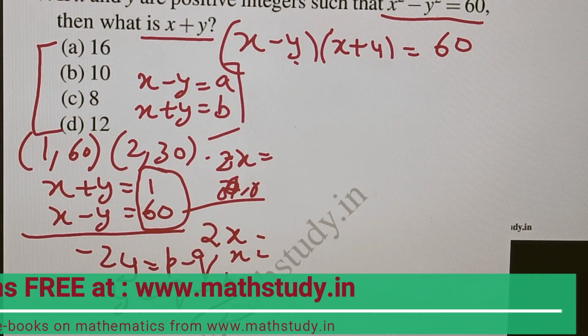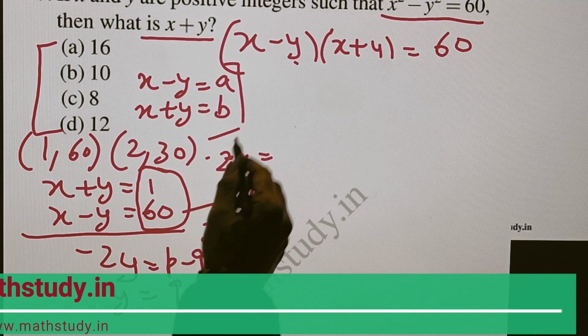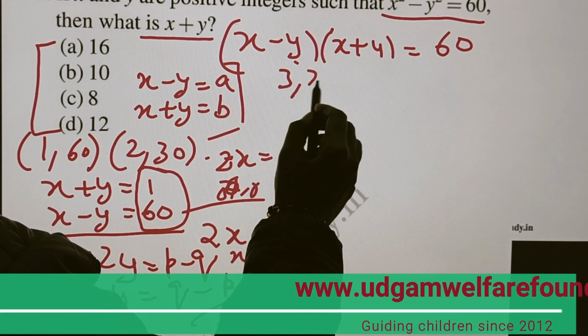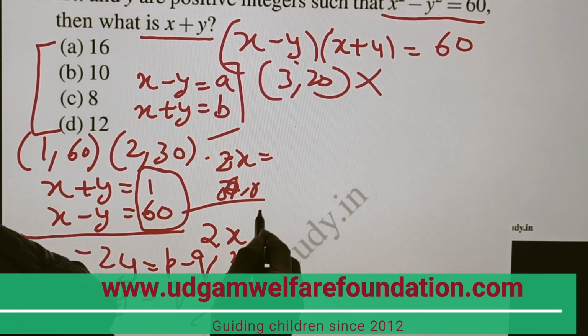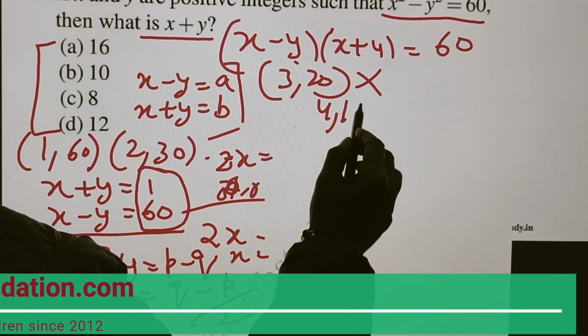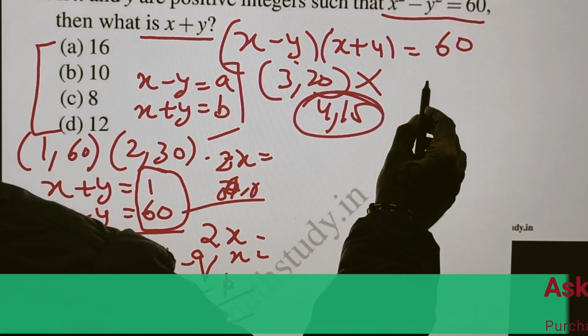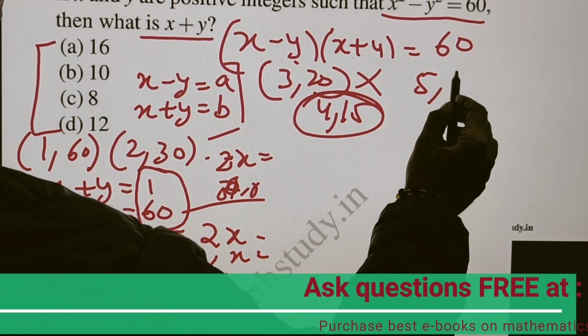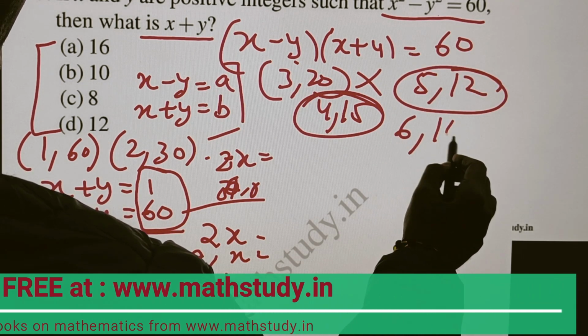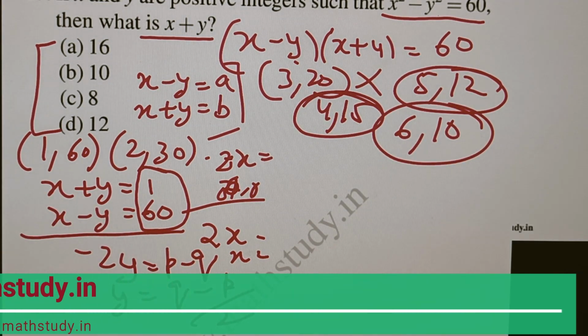Similarly, we can check the pairs which are even here. So we got our pairs like 3 into 20, which is not possible obviously. It is going to give you an odd number. Similarly, 4 into 15 is an odd number here. And 5, 12, this is also an odd number. Now we got 6 and 10 here. We can try this out.